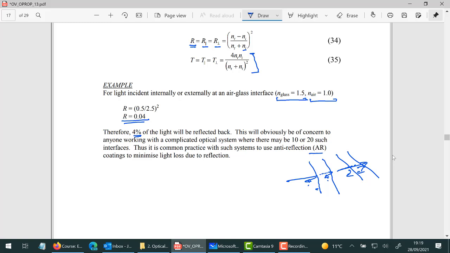In practice, what happens is that the surfaces of these materials are coated with what's called an anti-reflection coating. So it's a very thin layer of a dielectric material which reduces the amount of reflection that we see at that interface.